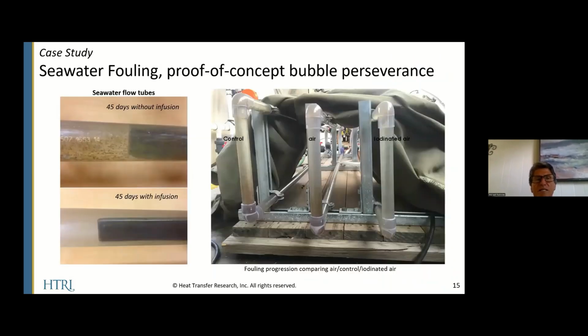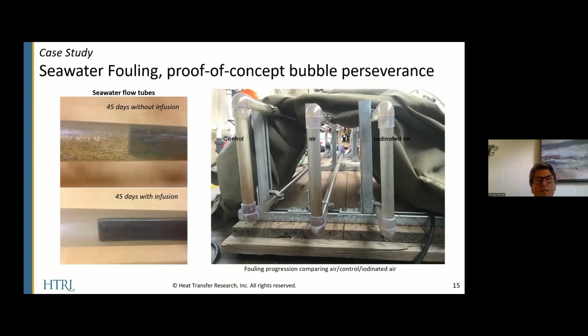One of the things that the Navy wanted to see, first and foremost, was using these chemical treatments, could we simply use an air bubble to achieve the same effect? When you look at the picture to the right, this compared a control to an air-only infusion to an iodine vapor infusion. And as you can see at the lower right hand, the lower elbow of all three flow streams, both the control and the air showed the formation of a significant biofoul, whereas the iodine did not show any fouling whatsoever.